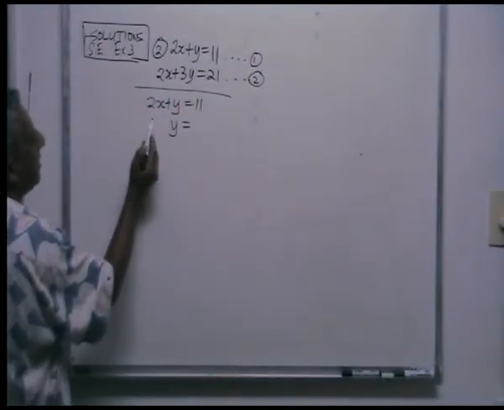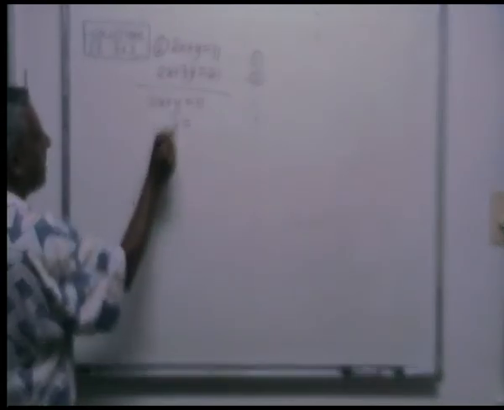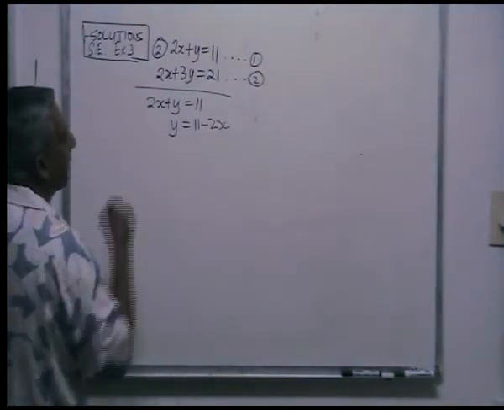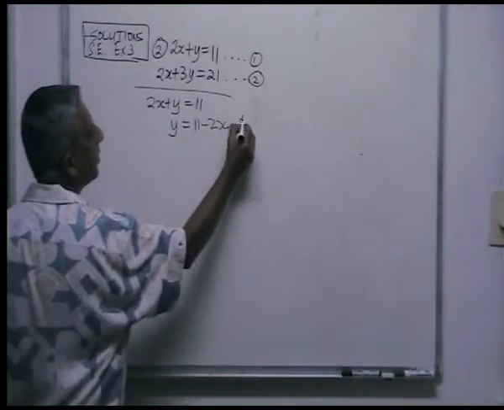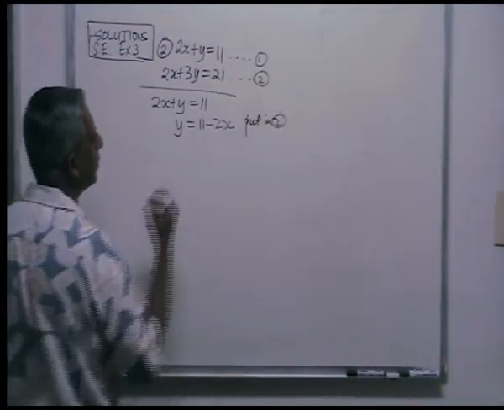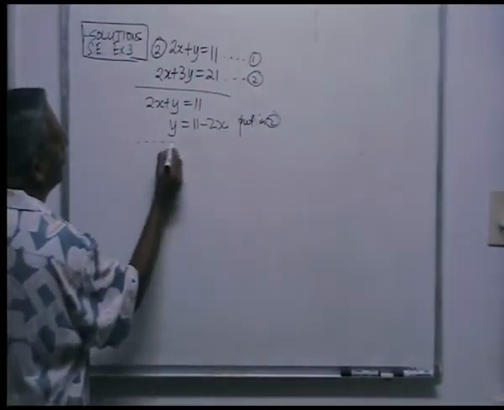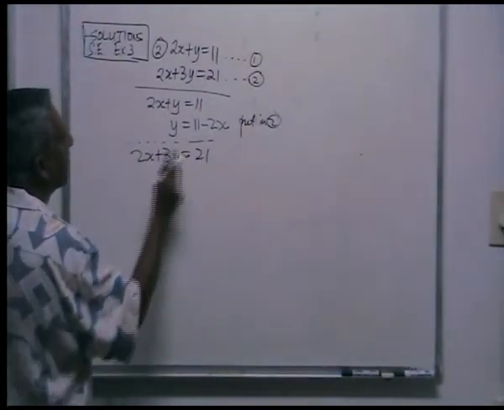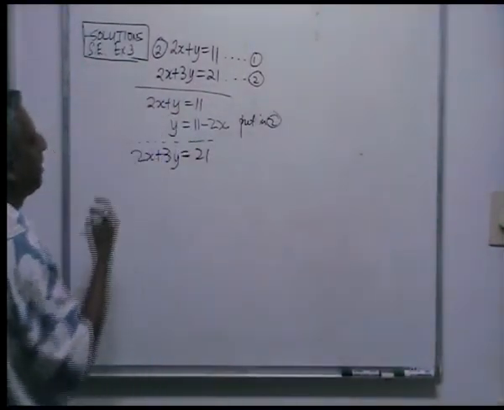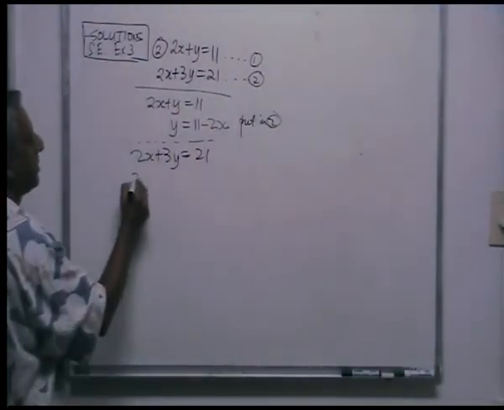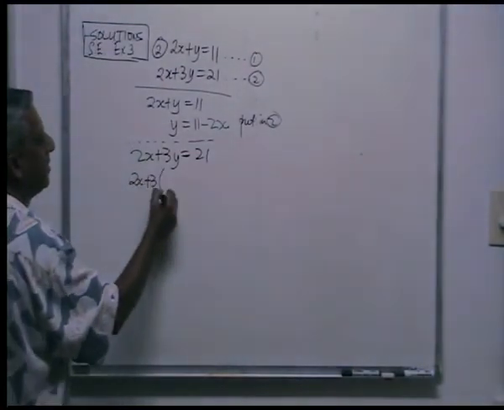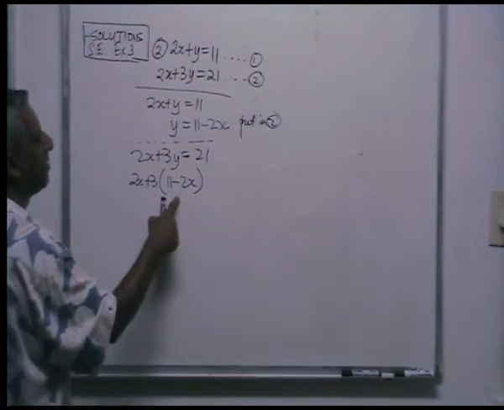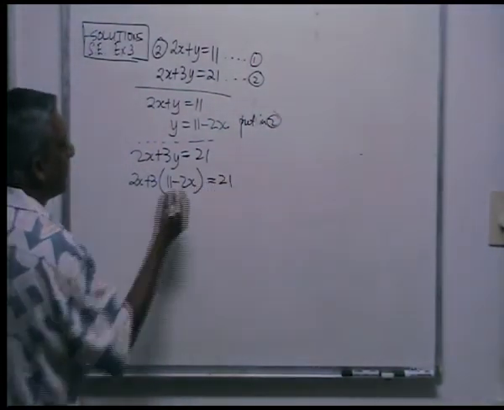See, you've got to be wise. Do an easy thing, which means make y the subject of the formula. So y is equal to 11 minus 2x. And that's what we're going to put in 2. So, what is 2? 2x plus 3y is equal to 21. That's number 2. Where there's y, I'm going to put 11 minus 2x. So there's your 2x plus 3 into 11 minus 2x. See, where there was y, I write 11 minus 2x is equal to 21.